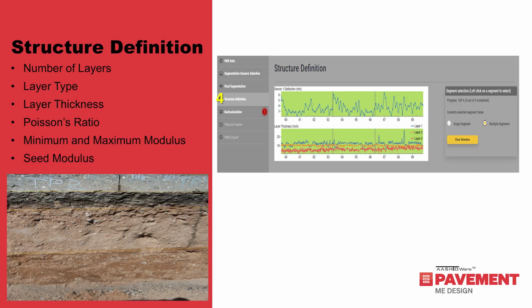The next topic within this session is the structure definition. This is step 4 in the guided process, and the screenshot for the structure definition is shown on the slide. The purpose of the structure definition is to create the structure for each of the segments or to review the structure created from the layer thickness file imported in step 1. The items used for or related to the structure definition are listed on this slide, which is a screenshot of the structure definition and are covered in the following 4 slides. These items include the number of layers, layer type, layer thickness, Poisson's ratio, minimum and maximum modulus, and a seed modulus.